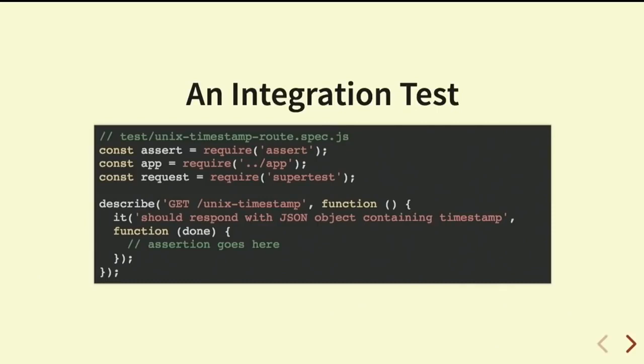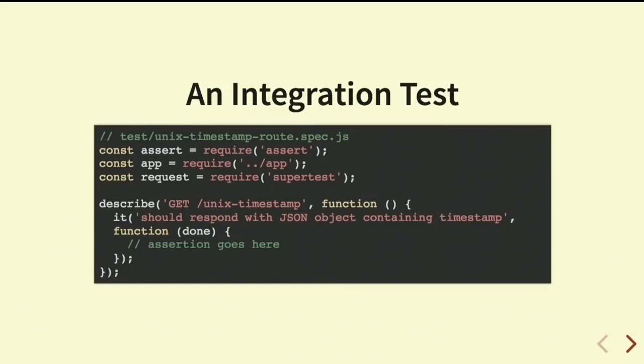So all the stuff that we want to test when that endpoint is hit with a get request. We might have multiple tests in here, but we just have one, and our test should respond with JSON object containing timestamp. And so this is the same type of thing that we're asserting before, but we're asserting it at a higher level now.